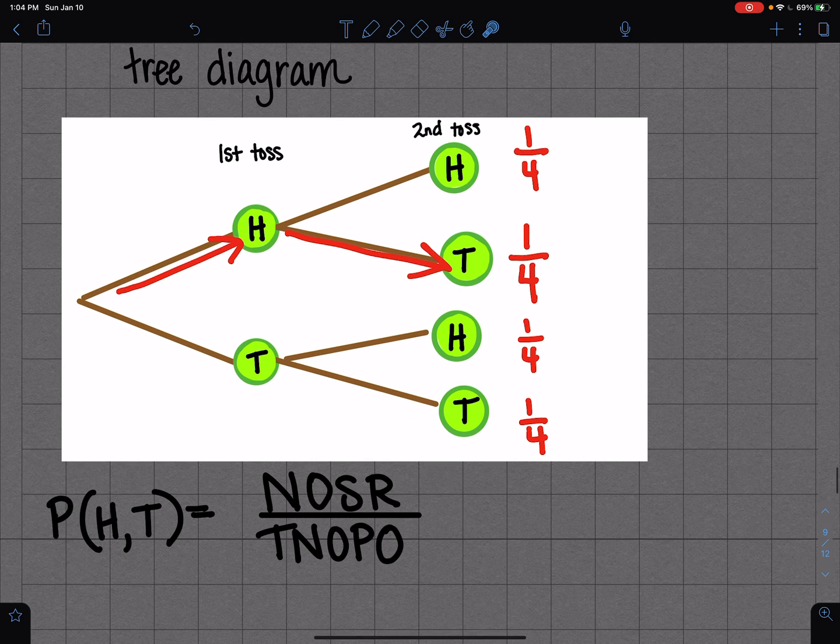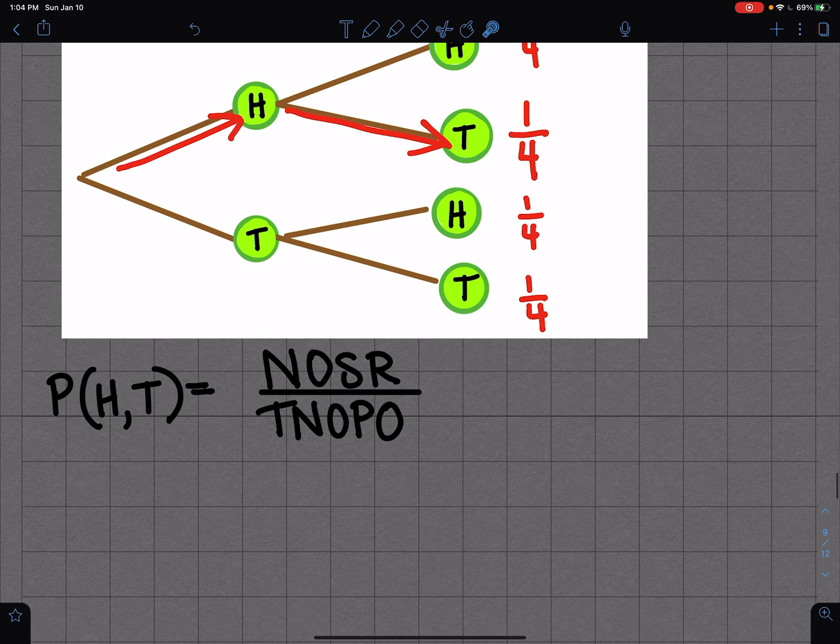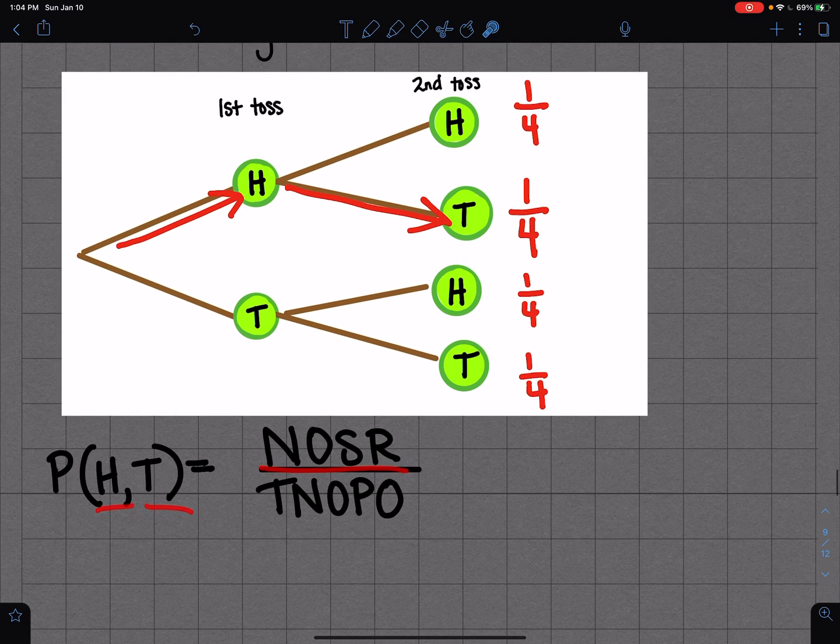So if we do the Pope equation, like right here, the probability of getting heads and then tails is the number that satisfy the requirement. So that's one of these. One of these will satisfy the requirement. And then the total number of possible outcomes is 4, because there are 4 different things that could happen if you toss a coin twice.